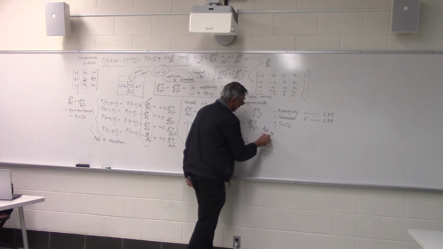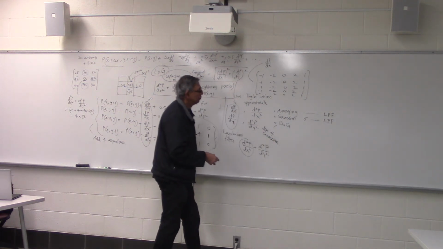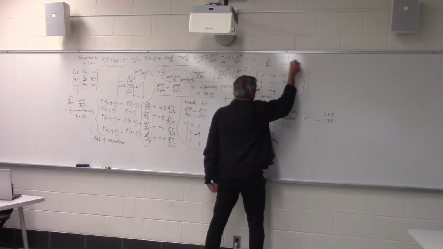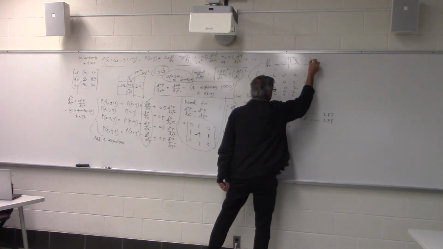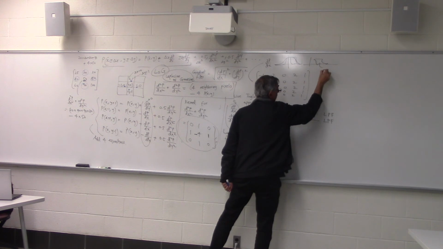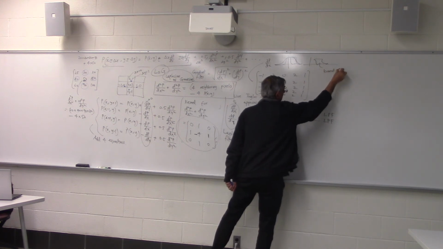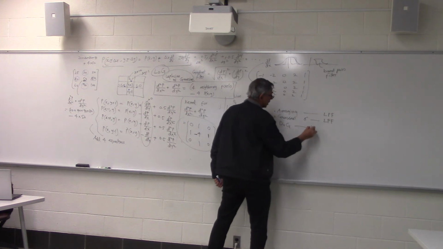This is difference of Gaussian. So what does this produce? Band pass. Because remember, one Gaussian may be like this, another Gaussian may be like this. If you subtract these two, you'll come up with something like this. So this is what we call a band pass filter.